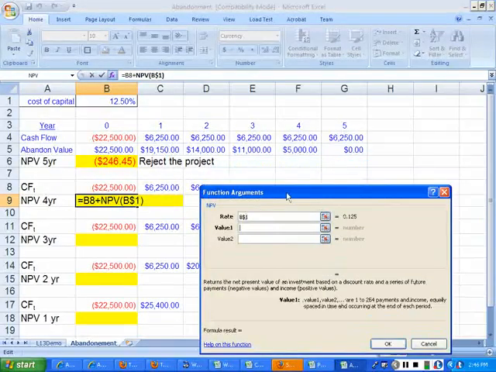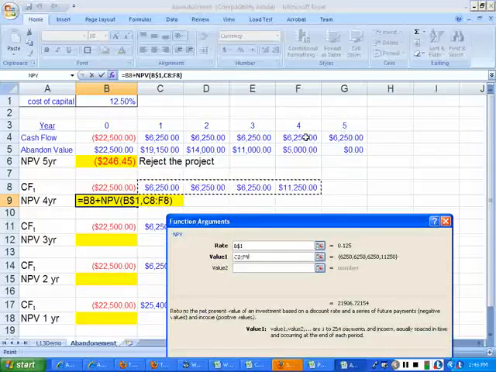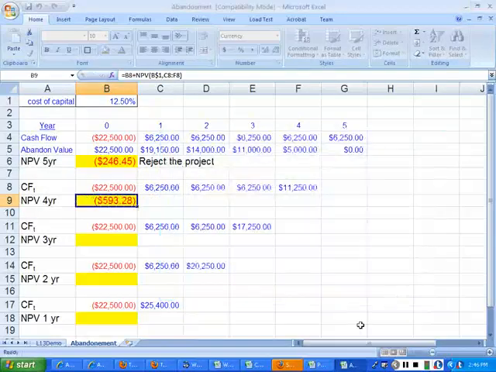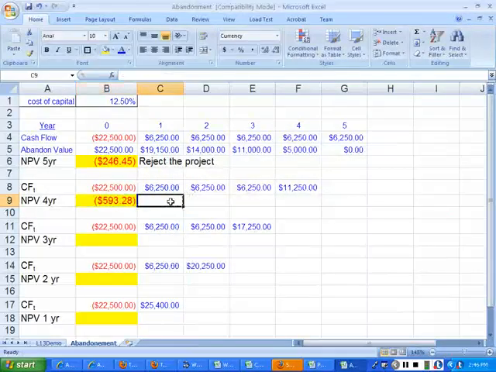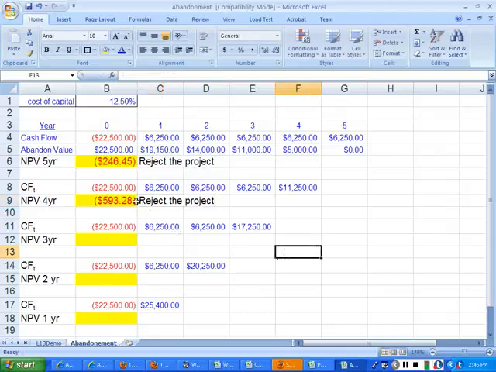And finally, it says, well, we're going to receive these cash flows. And the cash flows, as we've indicated here, are the ones where you get the cash flow for the period plus the abandonment value, the salvage value. Again, negative return, so we're still going to reject the project as a 4-year project.